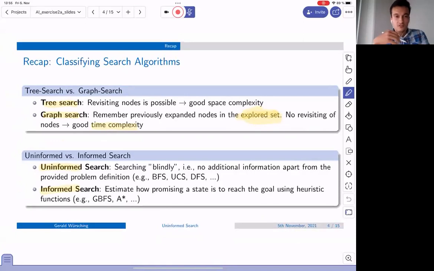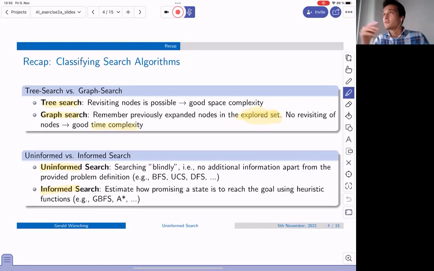And informed search, you can think of as a more intelligent way of searching. Intelligent means in this case that we try to estimate how promising a state is to reach a goal. The way we do that is we have to define certain heuristics, which are problem specific. These heuristics are supposed to estimate how promising it is that we can reach the goal from the current node we are at. Examples are greedy best first search and A star, which we are going to take a look at next exercise.